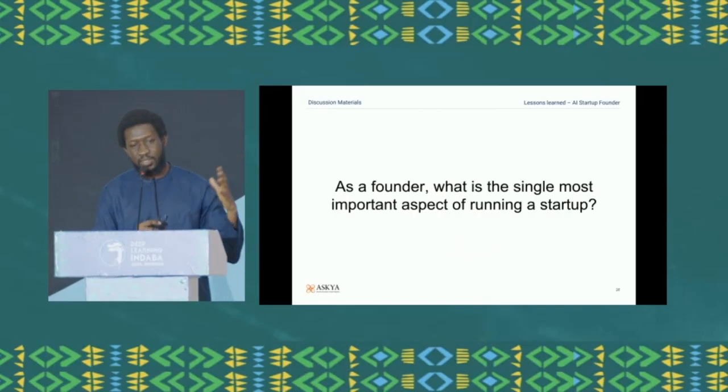So these are the first few things I wanted to talk about before going back to this question. Now, can someone take a guess at what is the single most important aspect of running a startup as a founder? I'm just going to take one or two guesses. Does someone want to take a guess?